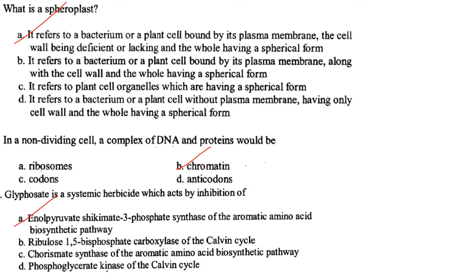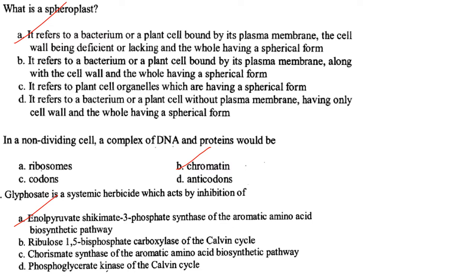So it would be when the cell is not in the process of dividing, the DNA is present as part of chromatin material. Okay, when the cell is about to divide, the chromatin gets arranged into chromosomes. So when it is not dividing, it is the chromatin. Answer is option B. Then glyphosate is a systemic herbicide which acts by inhibition of.